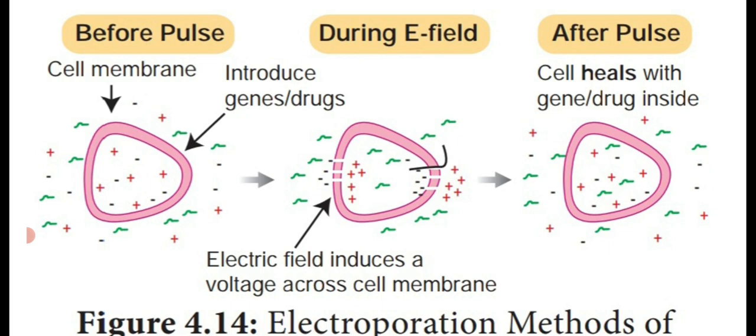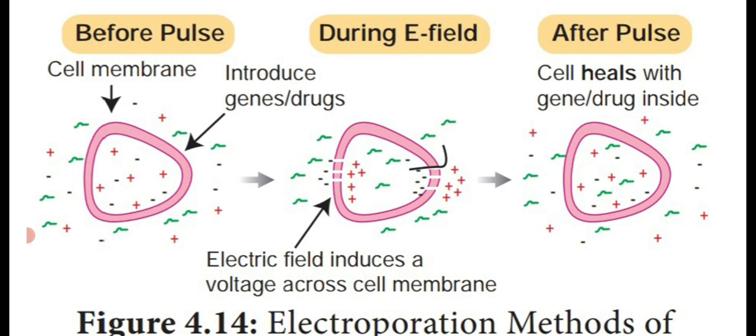So before the pulse, they have only the molecules of the cell. Then after applying the high voltage electric current, along with the cell molecules, the foreign DNA molecules are also present inside the plasma membrane, which is seen in the diagram in green color, that is the DNA fragments. So after the pulse, the cell yields with the gene, that means the DNA fragment or foreign gene or drug inside. So this is the electroporation method.